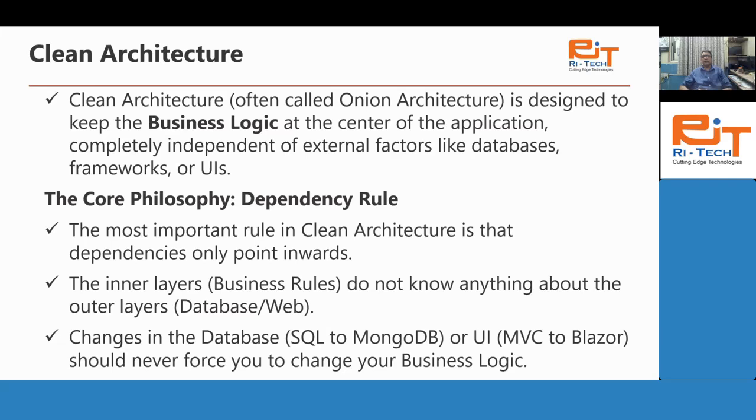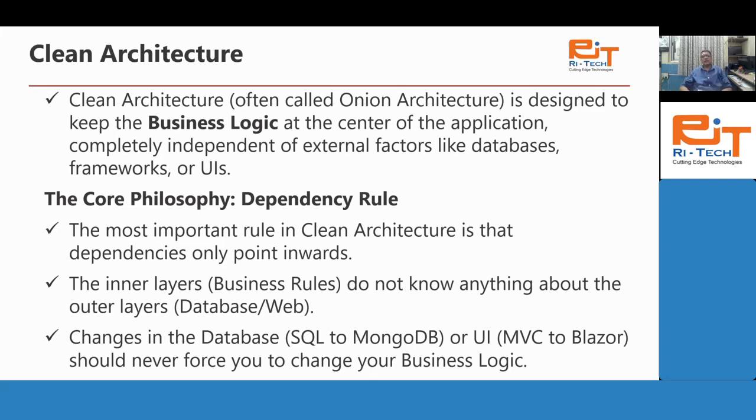Now let's have a small overview of clean architecture. So clean architecture is also called onion architecture. It will have the layers, multiple slices just like an onion. Clean architecture is designed to keep the business logic at the center of the application, which is completely independent from external factors like database, framework, or UI.